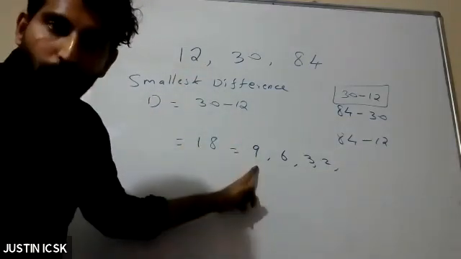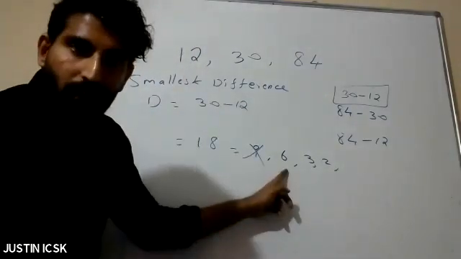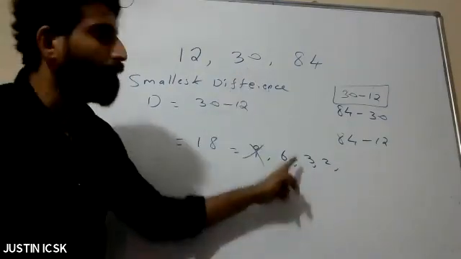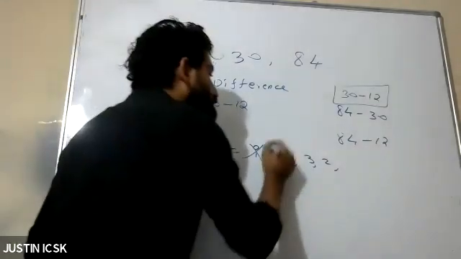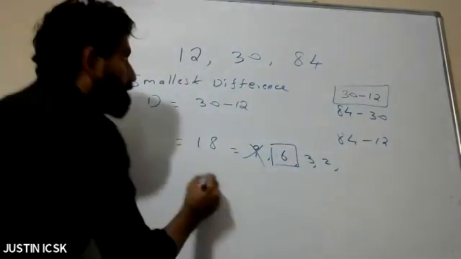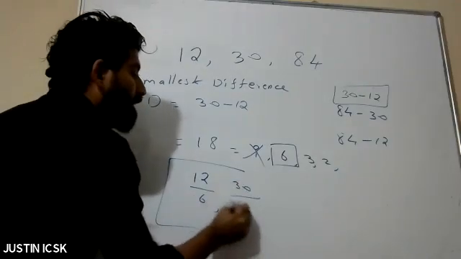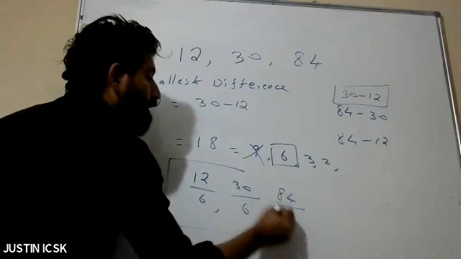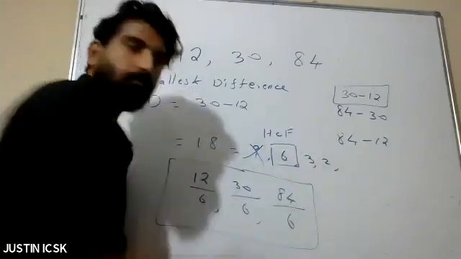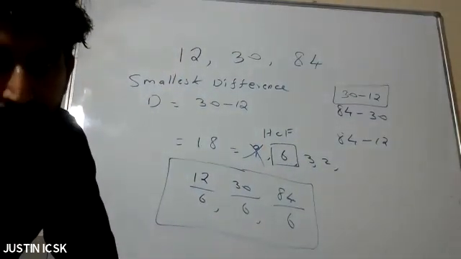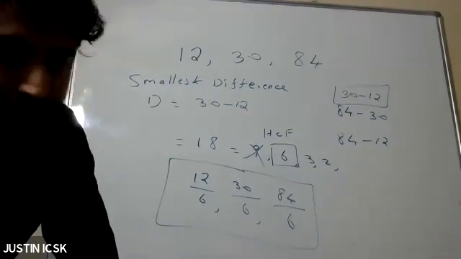12 by 9 not possible. 12 by 6 possible, 30 by 6 possible, 84 by 6 possible. So 6 is the HCF, because 12 we can divide by 6, 30 we can divide by 6, 84 we can divide by 6. So HCF is 6.